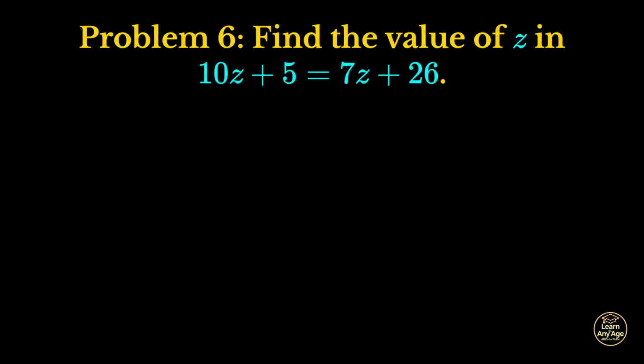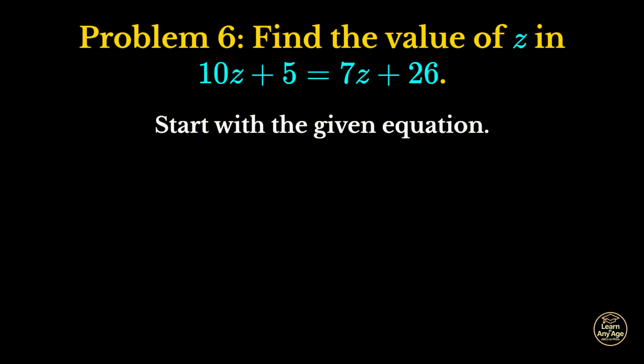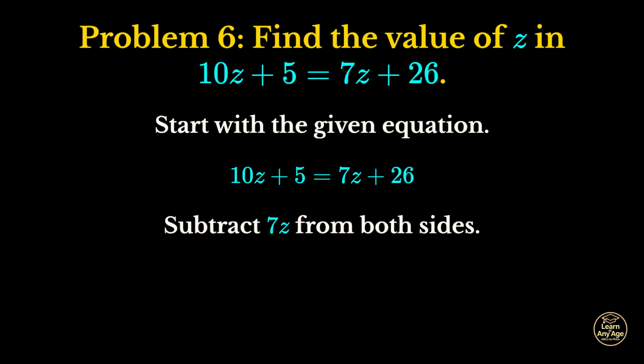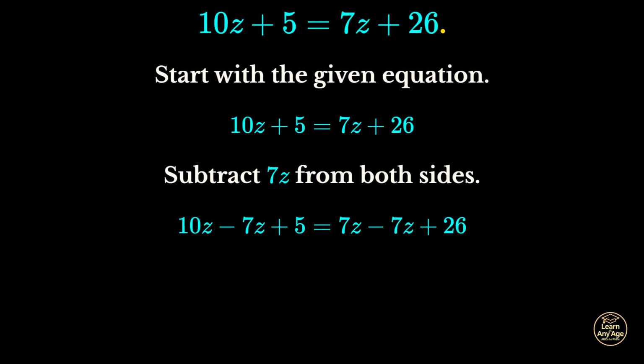Problem 6. Find the value of z in 10z plus 5 equals 7z plus 26. Start with the given equation. 10z plus 5 equals 7z plus 26. Subtract 7z from both sides. 10z minus 7z plus 5 equals 7z minus 7z plus 26.